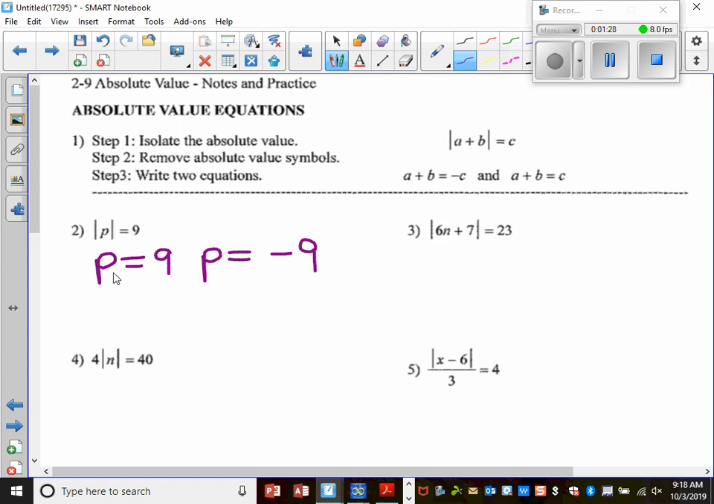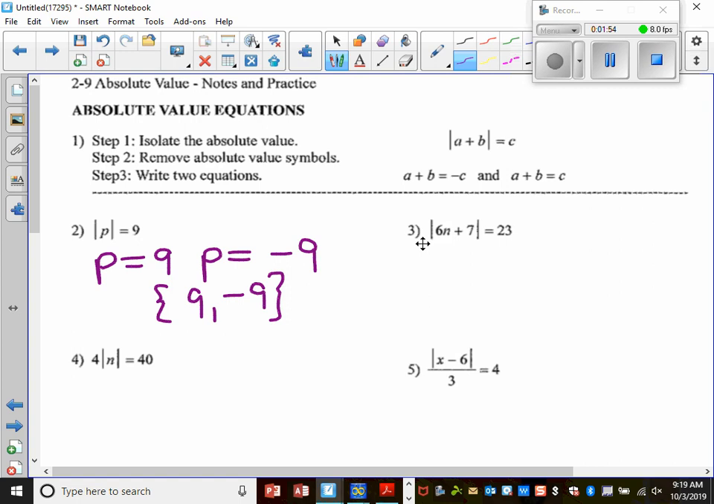Okay, so that's why you're going to drop the bars and then you're going to write your 2 equations, set it equal to the negative and the positive. Then you just simply write your answer in the little set brackets. And it doesn't matter which one you write first because these are not coordinates. Okay, they're just solutions. They're not coordinates.